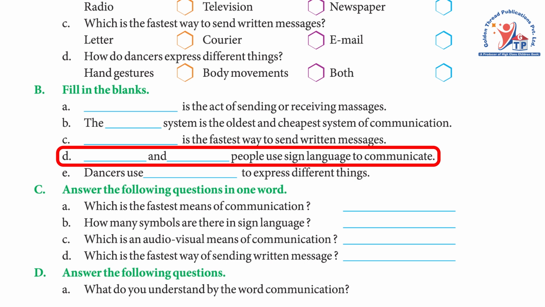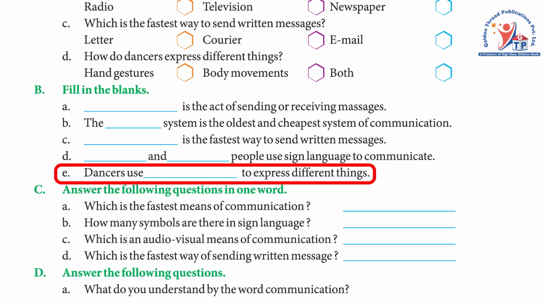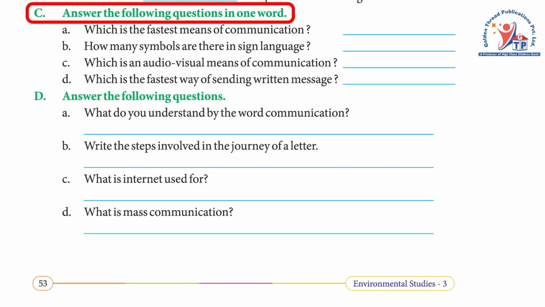D. Dash and deaf people use sign language to communicate. Answer: dumb and deaf. E. Dancers use dash to express different things. Answer: mudras. C. Answer the following questions in one word.